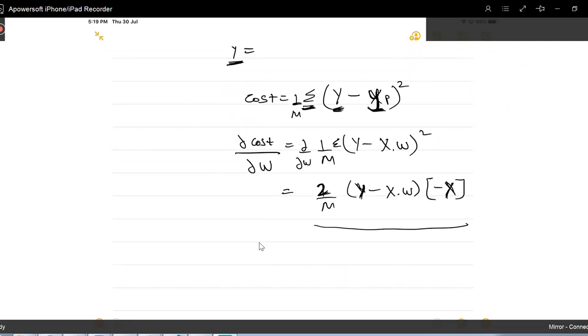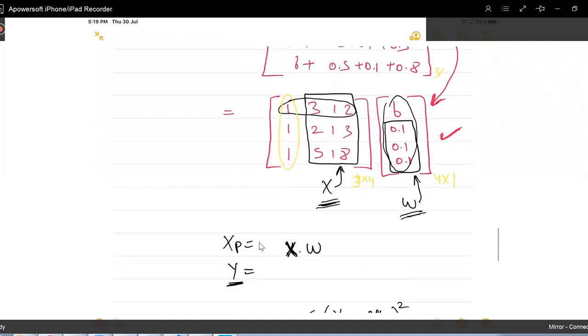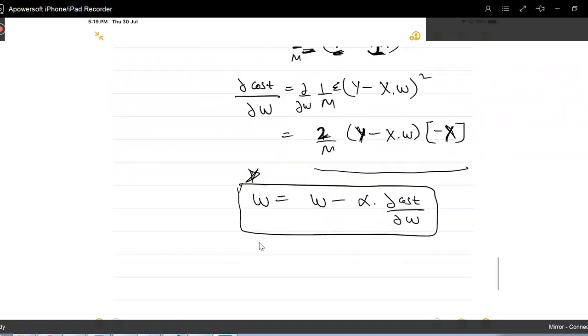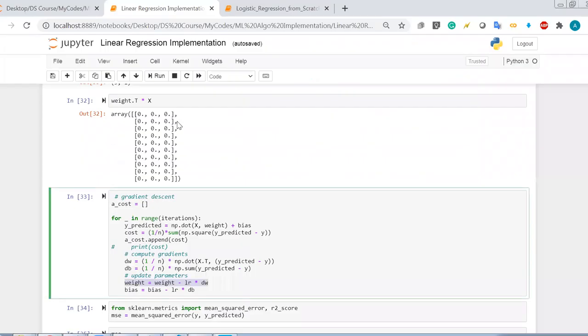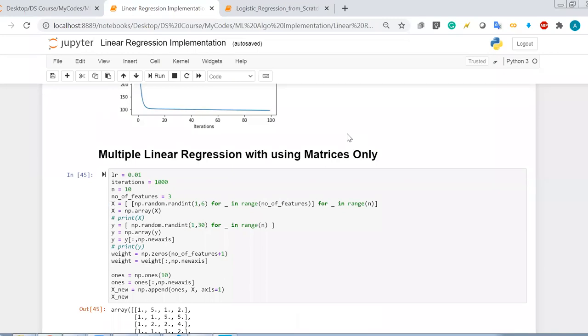So now simply what I will do, I will just update my weights. So weight will be W minus alpha into del of cost by del W. So this will be my weight equation. Now I don't need to write the equation for bias, because I have included that in my W only, correct?